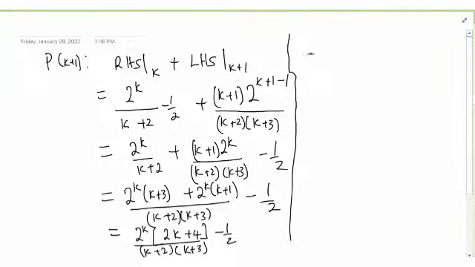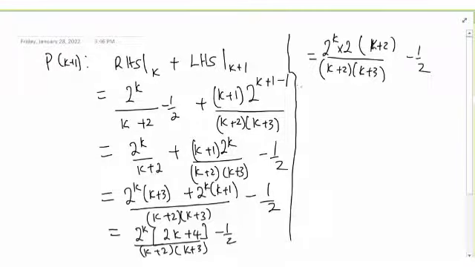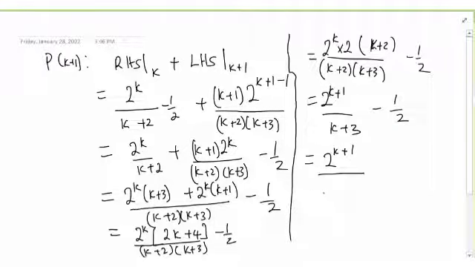So you can now write 2 to the k power times 2 into k plus 2. This k plus 2 divided by k plus 2 into k plus 3 minus 1 over 2. So k plus 2 we cancel out, so we have 2 raised to k plus 1, first law of indices, divided by k plus 3 minus half. So if you like now, you can stop here, or you can write it as 2 raised to k plus 1 divided by k plus 2 plus 1. You can put this in parentheses, then cover with a bracket, minus half.